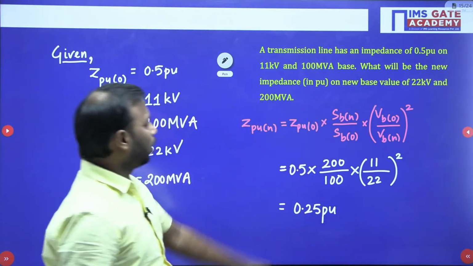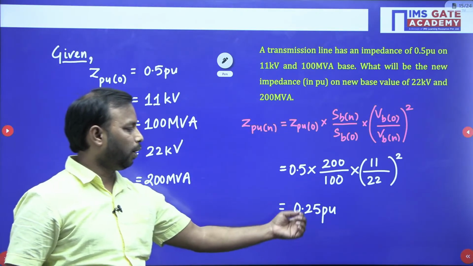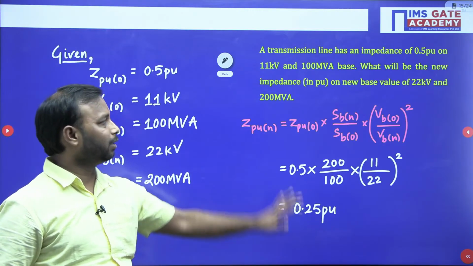So on the new basis, your impedance is going to be 0.25, which is the correct answer for the given question.